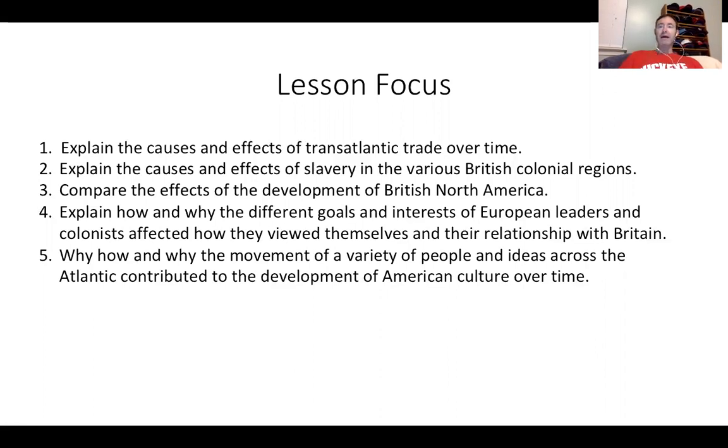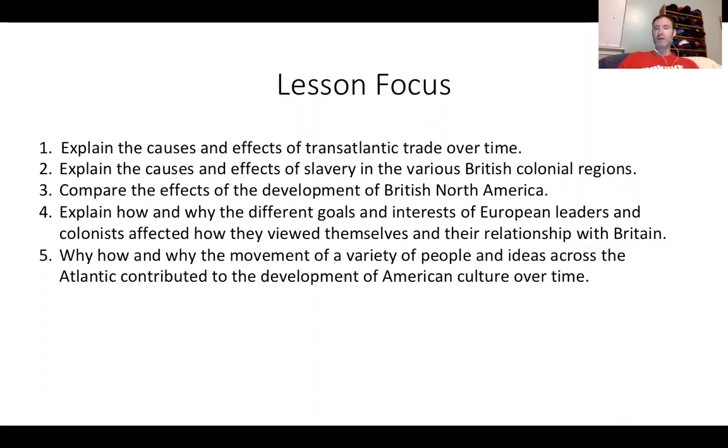Okay, next objective: explain the causes and effects of slavery in the various British colonial regions. One thing, guys, to keep in mind is that slavery is going to be present outside of just southern colonies and eventually southern states. So therefore it is in some of the other states, and the origins of that we'll look at briefly. And then we want to be able to look at things using document ideas, whether it's content analysis and also, of course, our understanding of outside information.